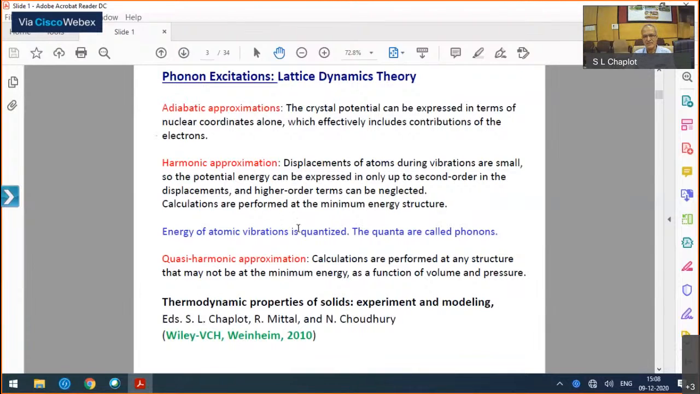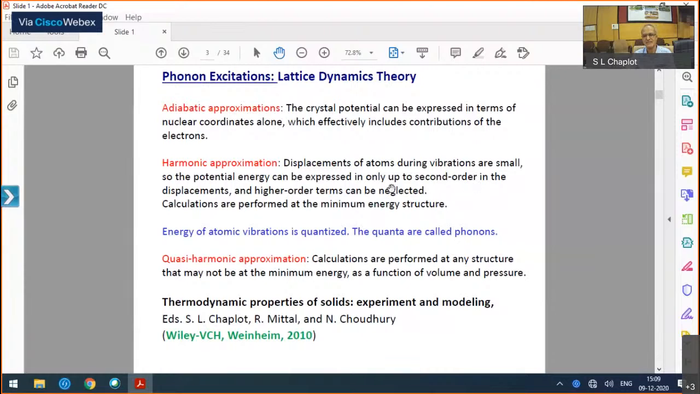Here, at low enough temperature, the amplitudes of atomic vibrations are fairly small, and therefore the displacements of atoms during vibrations being small, the potential energy can be expressed in only up to second order in the displacements. Like, for example, in a simple harmonic oscillator, we write the potential equal to say half kx square, k being the force constant, x being the amplitude.